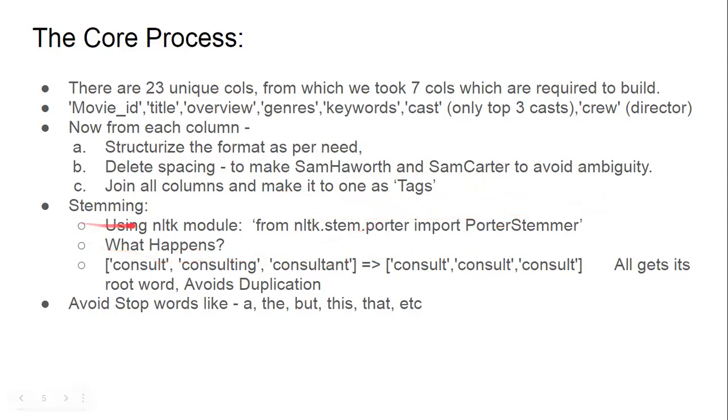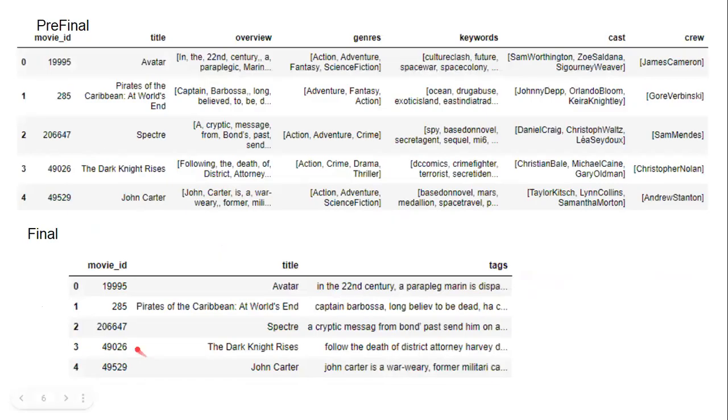In this process, we'll also be doing stemming. Stemming is nothing but breaking words down into a root word. For example, consult is there, consulting is there, consultant is there. At the root level, all these have the same meaning, right? So to avoid duplication, we convert all of these into the same word, that is consult. We'll also be removing stop words like a, they, etc. Now if you look at this, this is the pre-final data frame, having all the columns I mentioned, and after this is the final data frame. Here just movie ID, title, and tags are there.